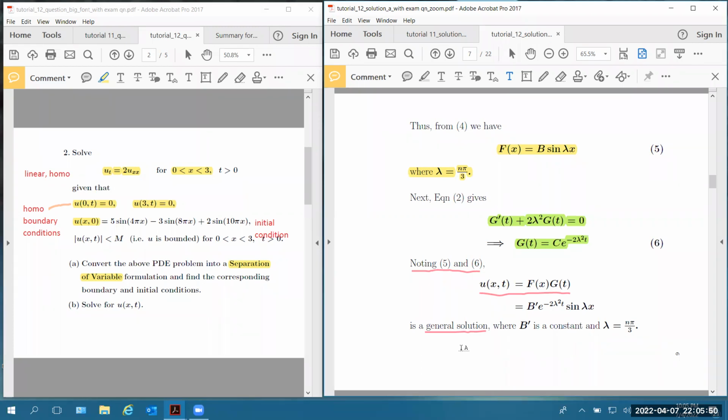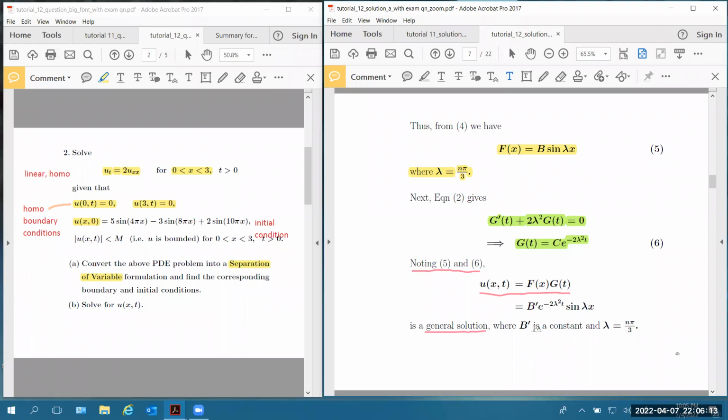Hello, bro. Can I check for the lambda, if we just put n pi over 3 instead of lambda, is it still okay? You mean this lambda, n pi over 3? Oh, you mean the lambda here, you want to put n pi over 3? Yes, you can. Okay, thank you, bro.